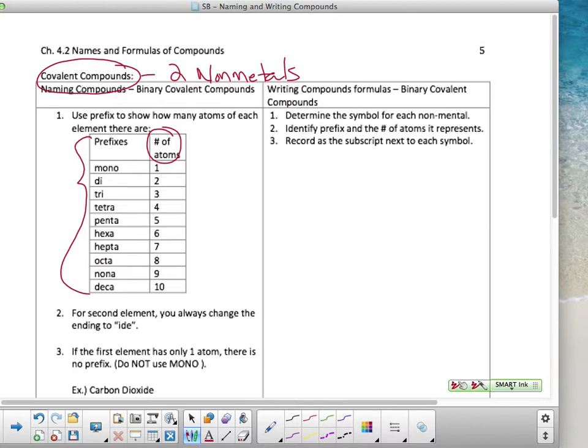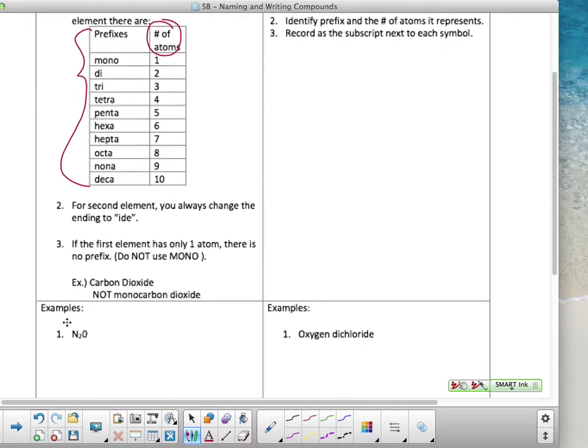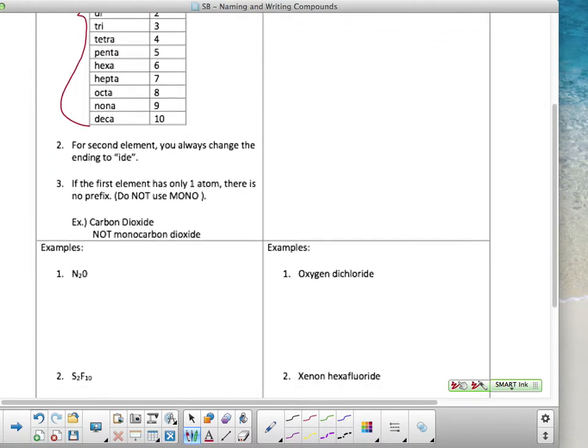So for my first part, if we go down to the first example, my second element, we would change the ending of it to "ide." Right here, I have carbon dioxide, so basically it would represent CO2. If you notice, mono is never used on your first element name. So let's go down and look at the examples below.